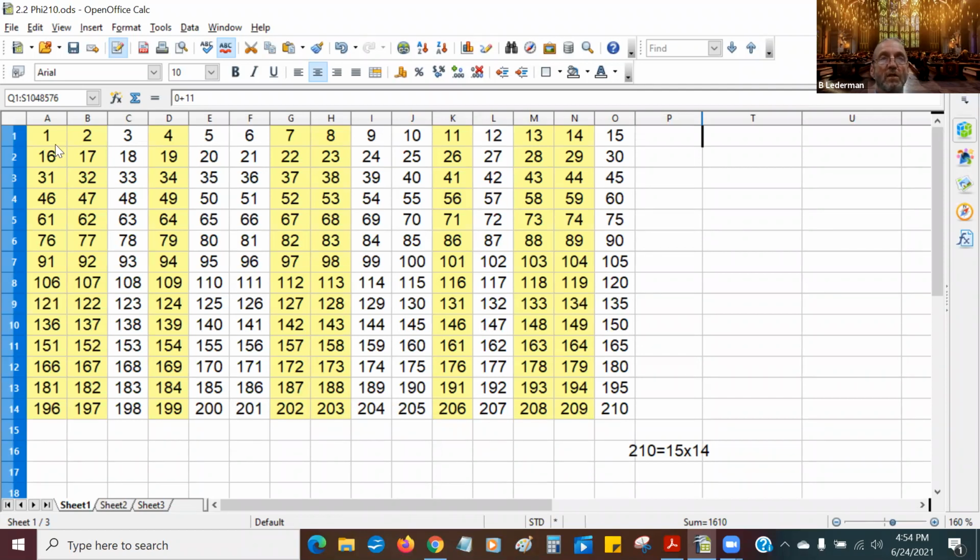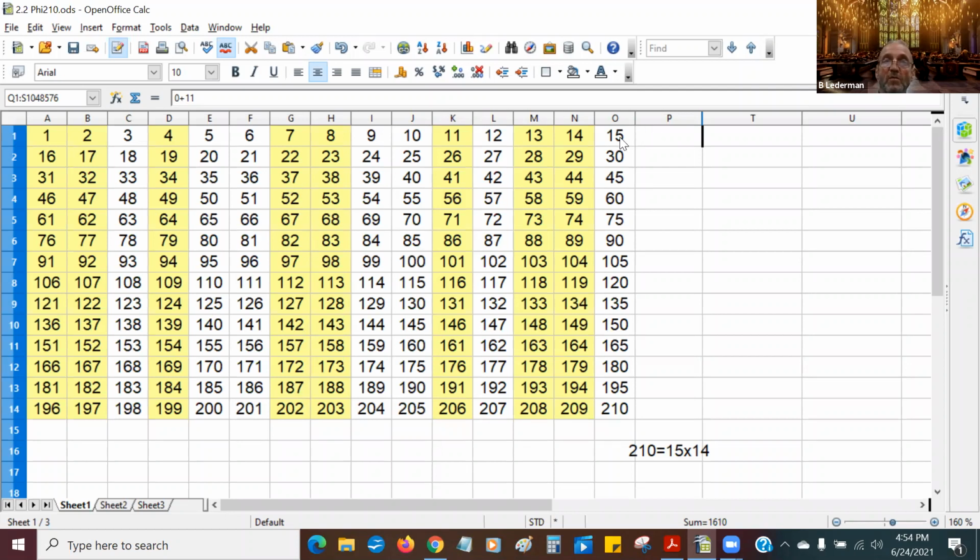Now, if you notice, just look at the top row. The numbers that are relatively prime to 15 are 1, 2, 4, 7, 8, 11, 13, and 14. Those are the numbers in the top row that are relatively prime to 15, which means all the numbers in each of these columns are relatively prime to 15.